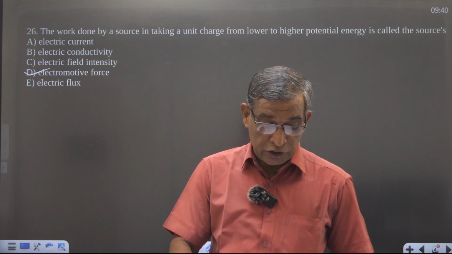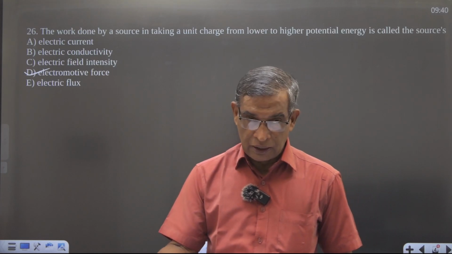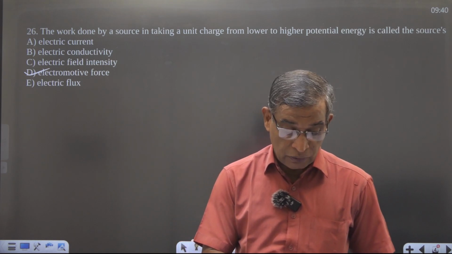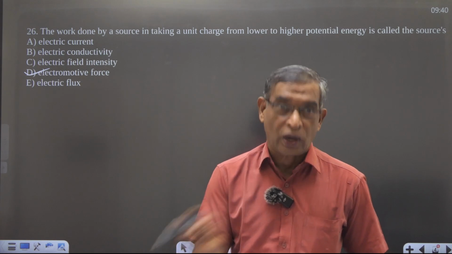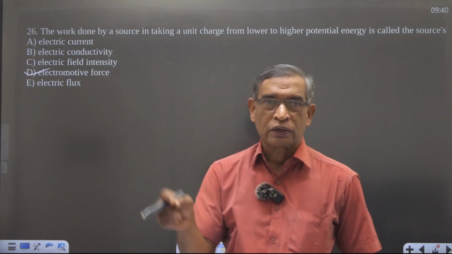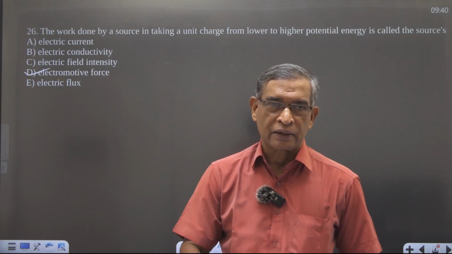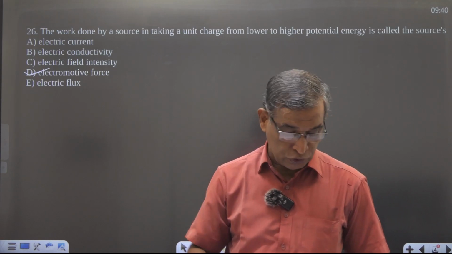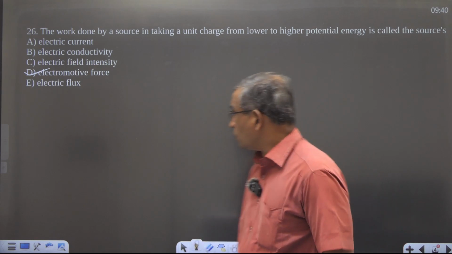In a cell, what is it doing? It is transferring the charge, the work done in taking a unit charge from lower to higher potential. Then from higher to lower, the charge flows through the conductor and generates current. Lower to higher, that is what is called electromotive force. Okay. We shall go to our next question.